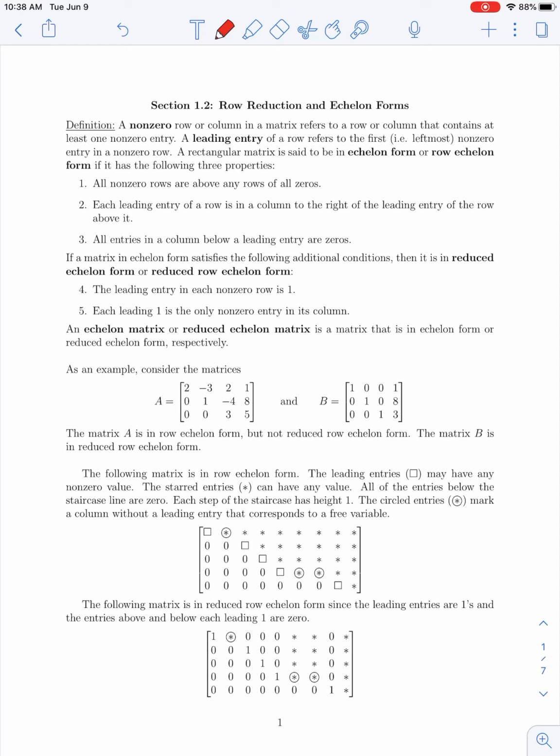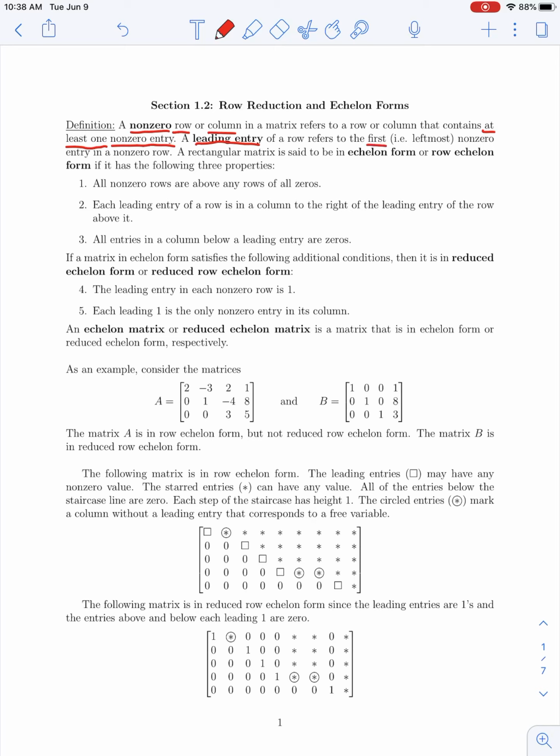So let's start by introducing some terminology. So we'll start with a few definitions. Throughout this section and the remainder of the course, we define a non-zero row or a non-zero column of a matrix to be any row or column that contains at least one non-zero entry. That is, a non-zero row or column is any row or column of a matrix that does not consist of all zeros.